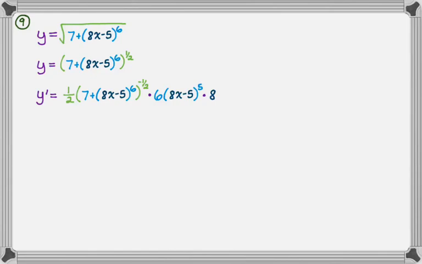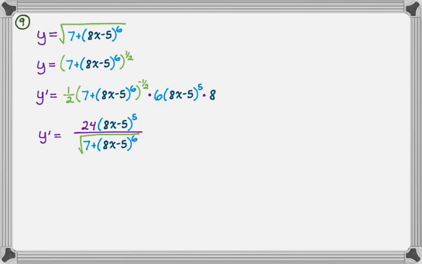And then you might want to clean it up. You have a 1/2, a 6, and an 8. That's 1/2 of 48, so 24. And then that 8x minus 5 to the 5th is still there, and then all over, because I'm not going to leave the negative exponent, although there's really nothing wrong with that. It just depends on what you're going to do with it. So all over, it's the square root of 7 plus the quantity 8x minus 5 to the 6th. I dropped that down and turned it back into a radical. You could have left it as a rational exponent, but that's the final simplified answer.